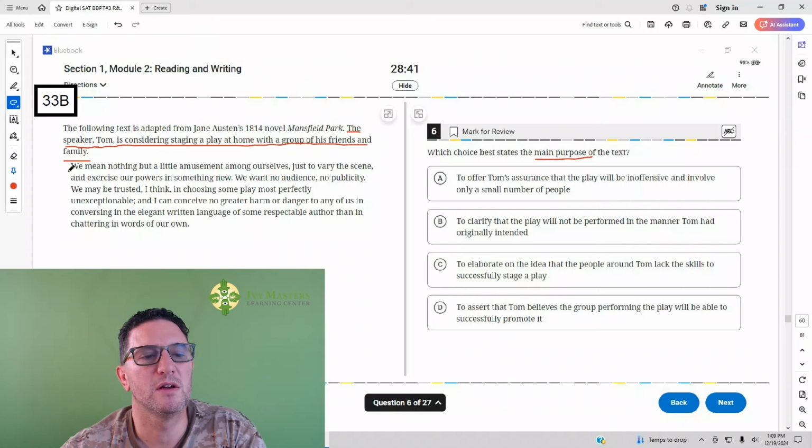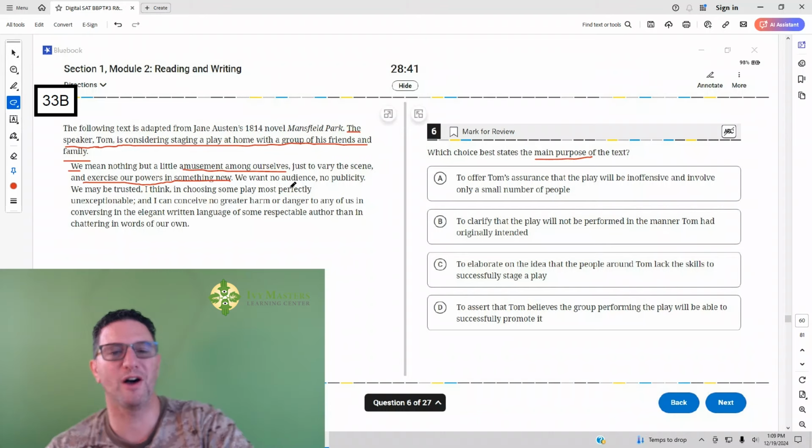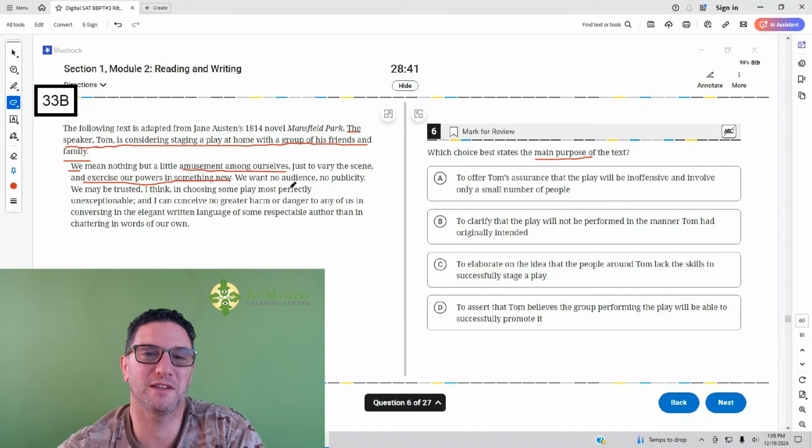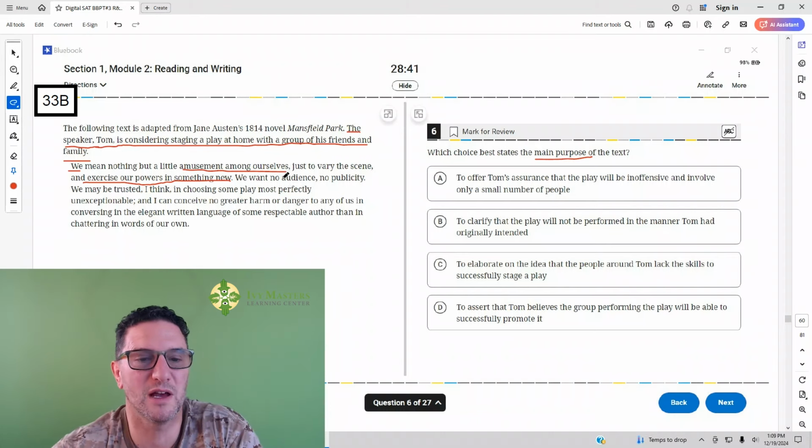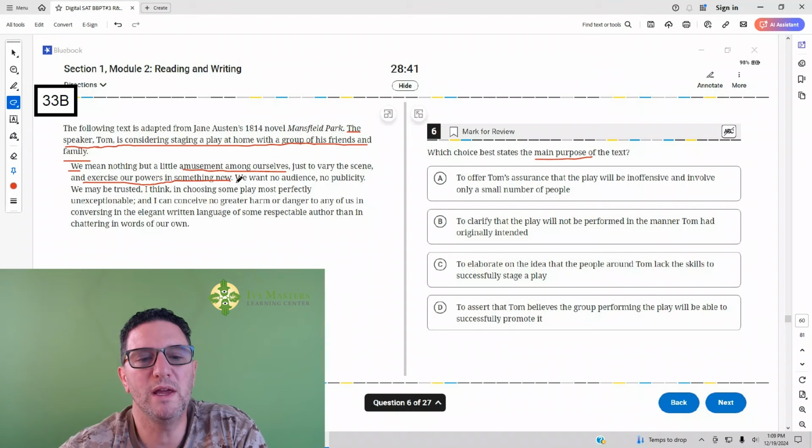Okay, so we mean nothing but a little amusement among ourselves, just to vary the scene and exercise our powers in something new. So it sounds like maybe they haven't done plays before, just to vary the scene. Maybe they've done other stuff before, other activities together, and plays are a little bit outside of what they usually do. We want no audience, no publicity.